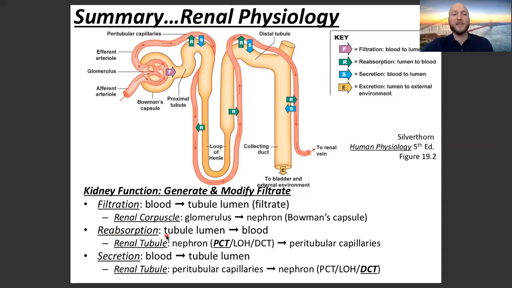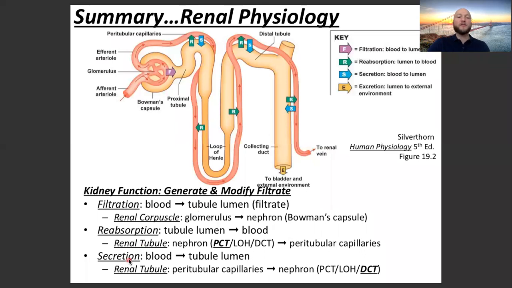Most reabsorption is going to happen in the proximal convoluted tubule. So tubule lumen to blood, renal tubule, proximal convoluted tubule, and it goes into the peritubular capillaries.